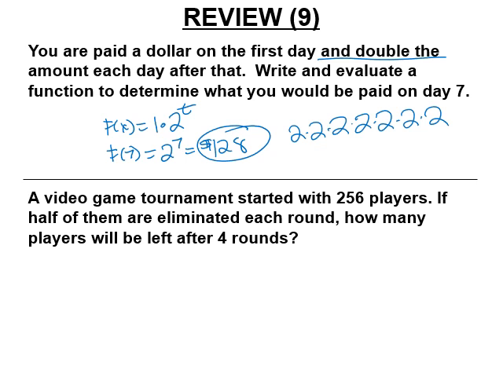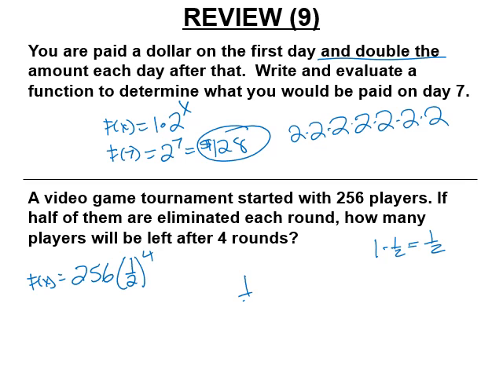Video game tournaments started with 256 players. If half of them are eliminated, that means half of them are still there, right? 1 minus 1/2 is 1/2. So we start with f of x, start with 256, and then it's 1/2 to the x. Well, I put f and t. Oh, bad. If I put x there, I should put x there. So we're going to do 1/2 to the 4th.